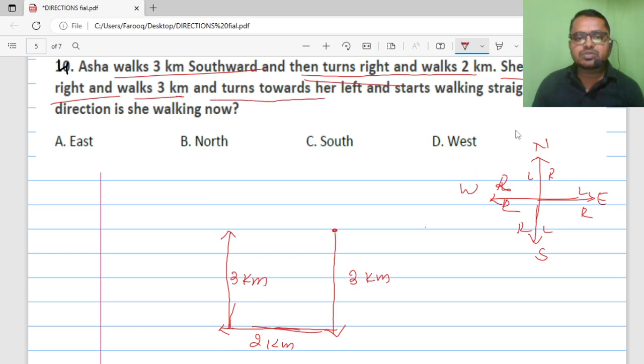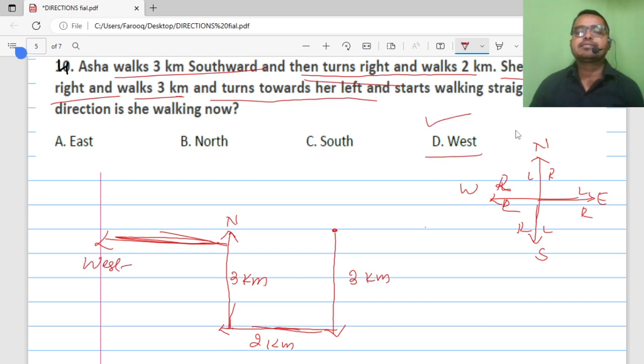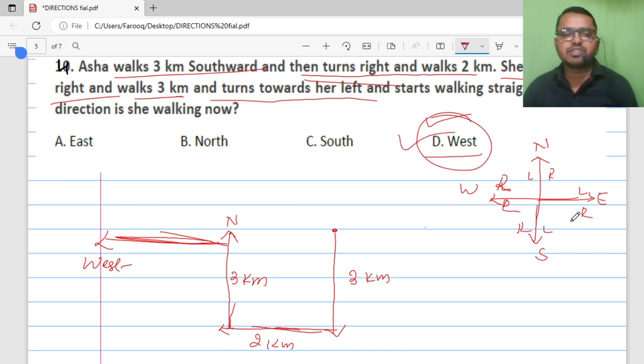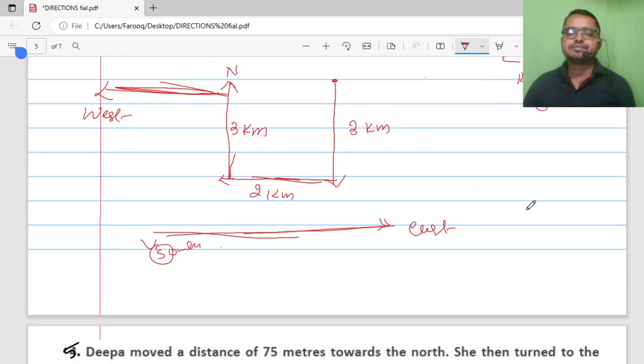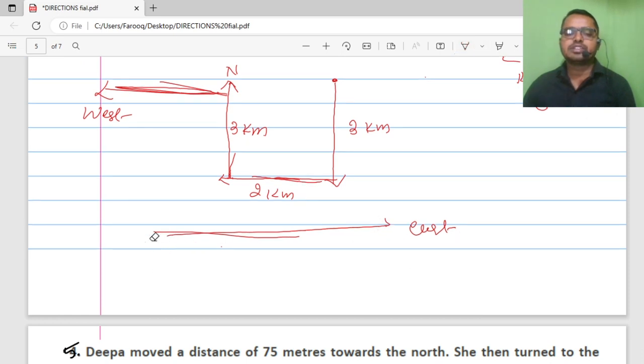Then finally 3 km and she turns towards her left. Left means from this, now this is the north direction. From the north direction she takes a left turn, in this direction, and starts walking continuously. Which direction is it? It is the west direction. Option D is correct. She starts walking towards the west. In which direction is she walking now? She is walking in the west direction.